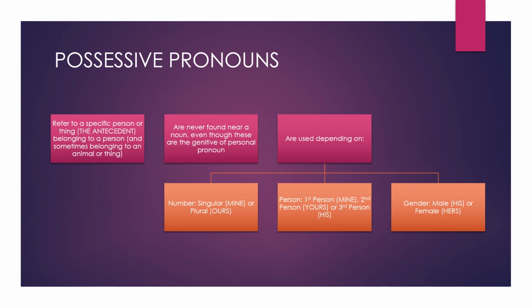And then we have gender-based possessive pronouns, like male and female. For males we'll use his, and for females we'll use hers. So this bat is his, and maybe this badminton racket is hers.